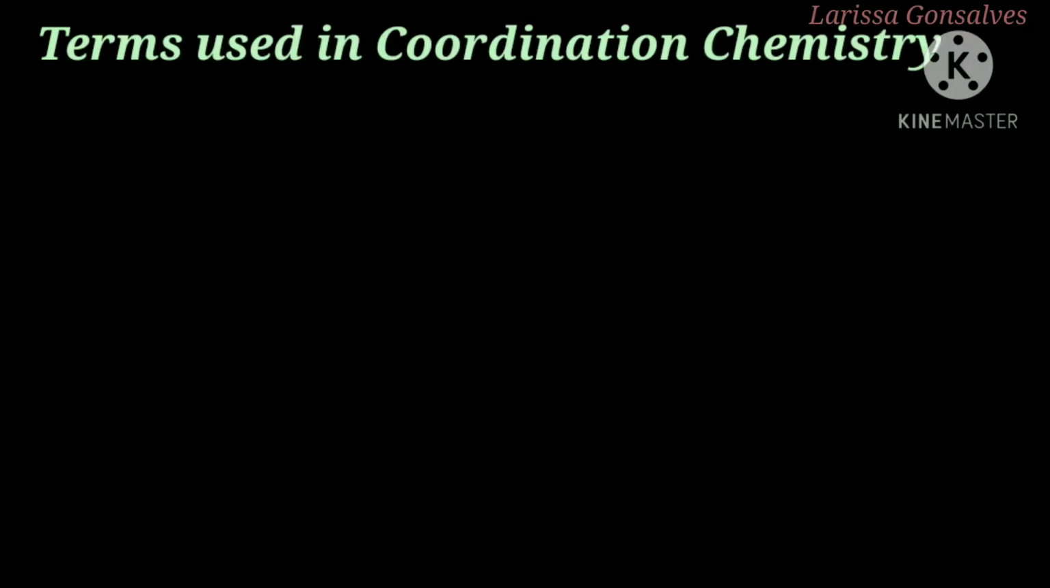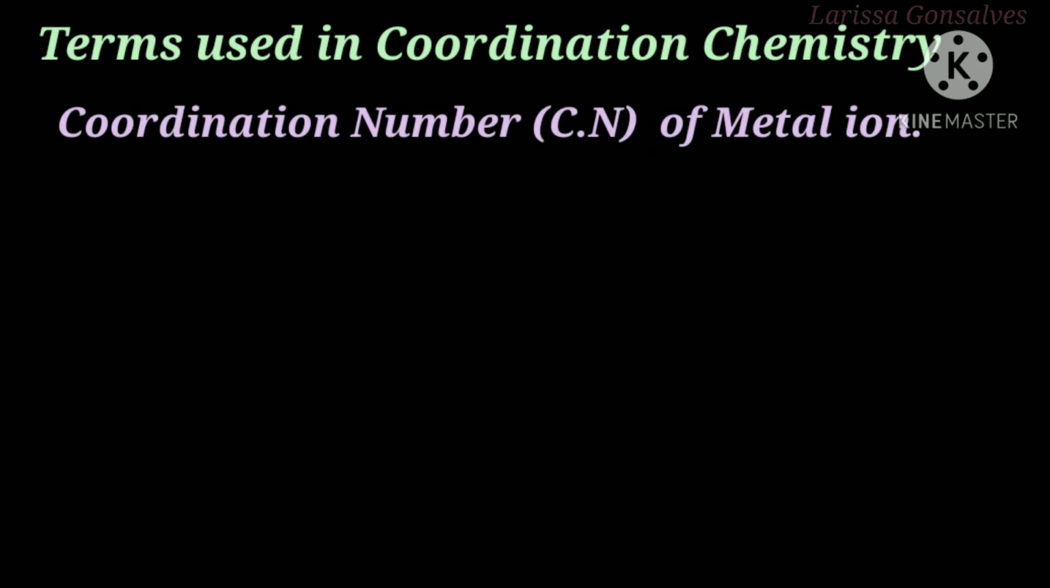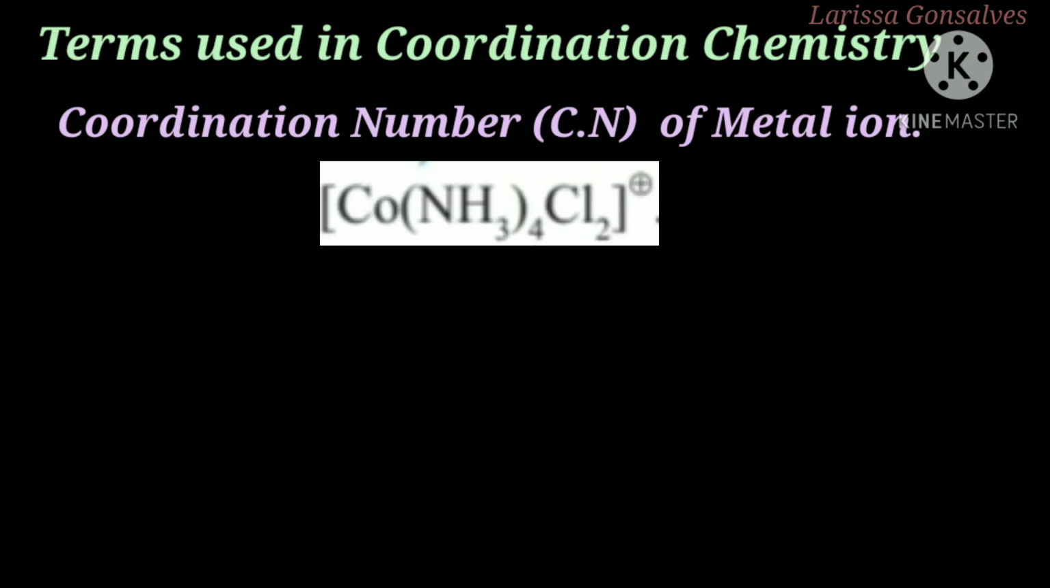The next term is the coordination number of the central metal ion. It is also represented by the capital letters CN. Here, let us consider the example of the complex [Co(NH3)4Cl2] with a net charge of +1. There are 4 ammonia molecules and 2 chloride ions. So in total there are 6 ligands which are attached to the central metal ion cobalt. So basically there are 6 donor atoms which are attached to the central metal ion.